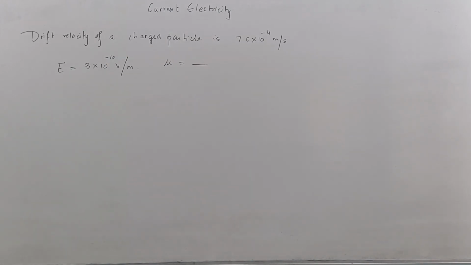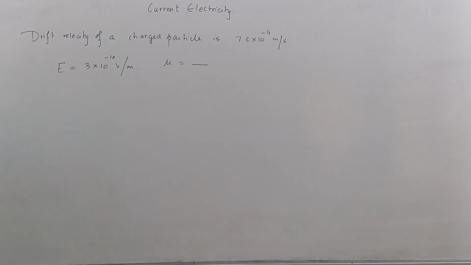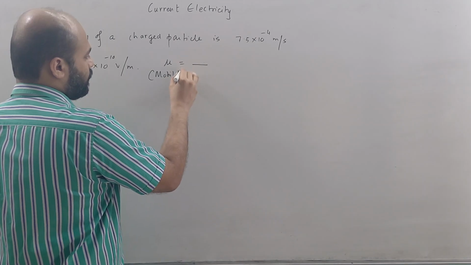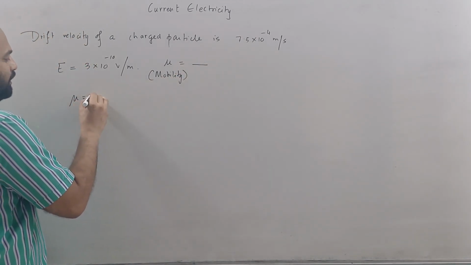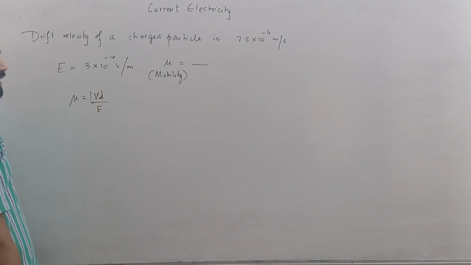This time around, drift velocity of the charged particle is given to us. Electric field in the conductor is given to us. Electric field in the conductor means electric field which is associated with the conductor. And what is asked is mobility. So this symbol is for mobility. So how is mobility defined? Mobility is defined as drift velocity per unit electric field. That's how it is defined.